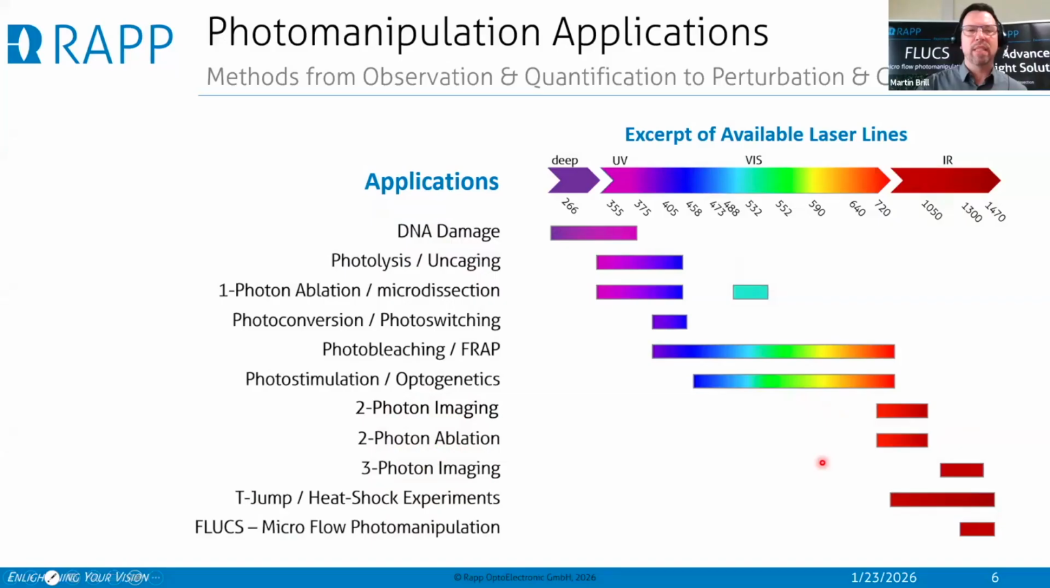And I already talked about some experiments or applications like DNA damage, uncaging, bleaching, but we also provide 2-photon ablation and T-jump experiments, heat jump, and so on. And there are more lasers to get. We have many of them. And depending on the application, we can provide systems for that.